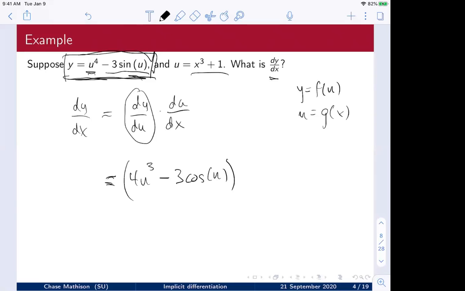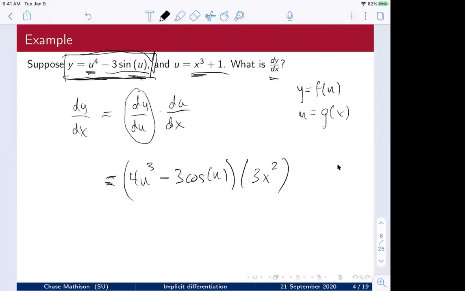And then what's du dx? Yes, thank you, Saba. What's du dx? 3x squared. Perfect. Excellent. Okay. So this is technically the derivative, all right?